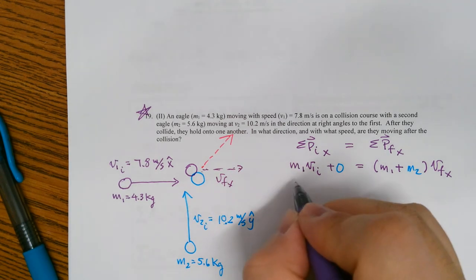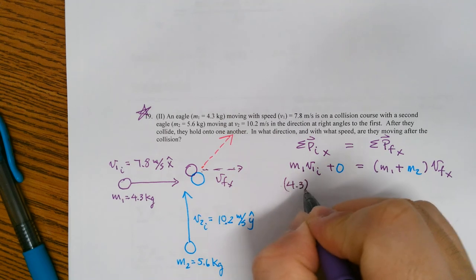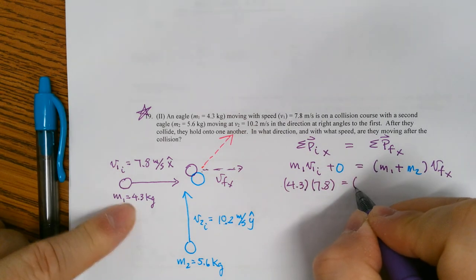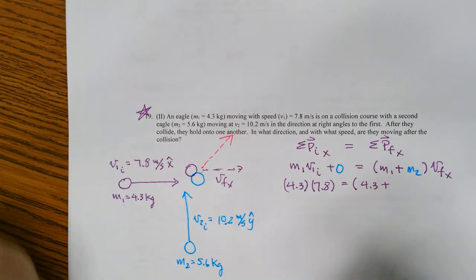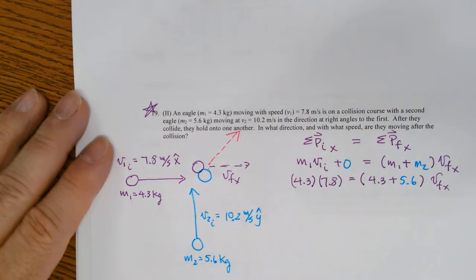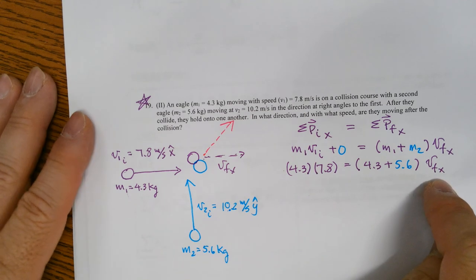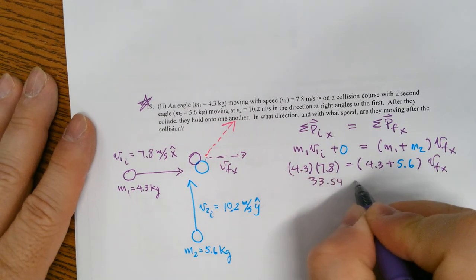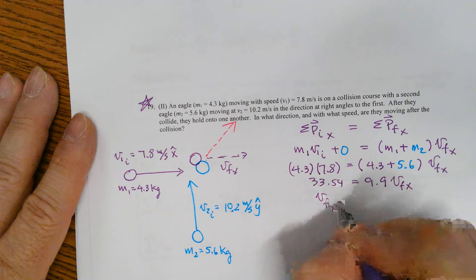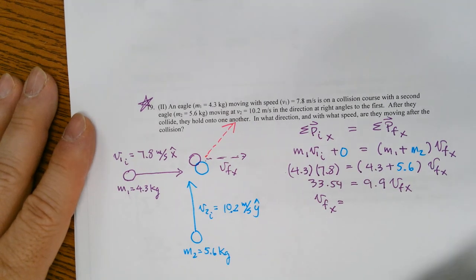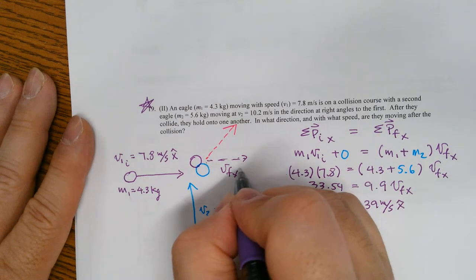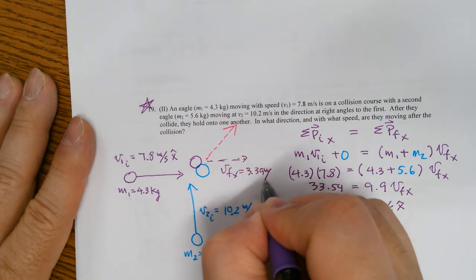So let's put some numbers in here. M1, 4.3, times V1 initial, 7.8, is equal to 4.3 plus 5.6 times V final X. If I solve for this, 33.54 is equal to 9.9 V final X. So my V final X is equal to 33.54 divided by 9.9, which comes out to 3.39 meters per second X hat.